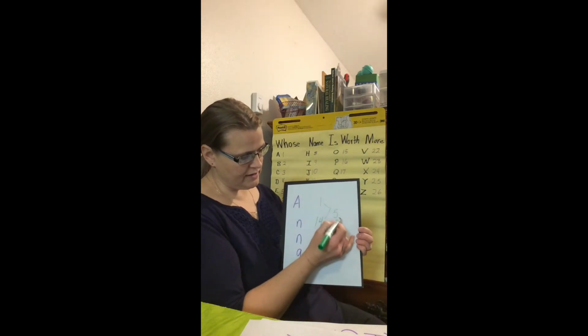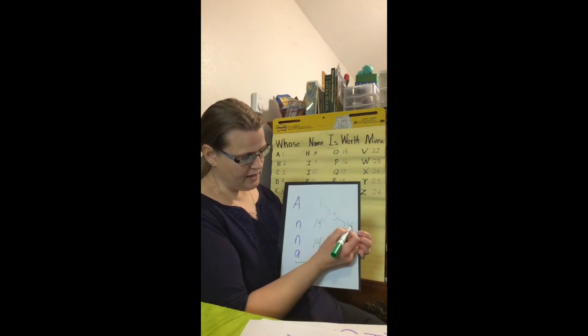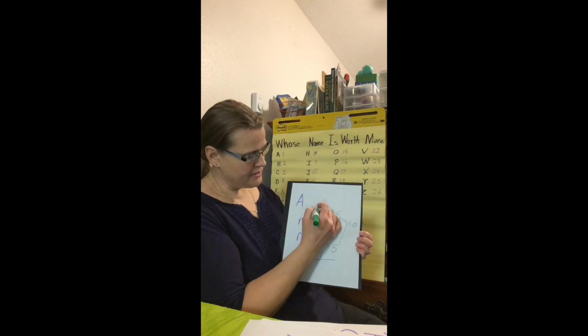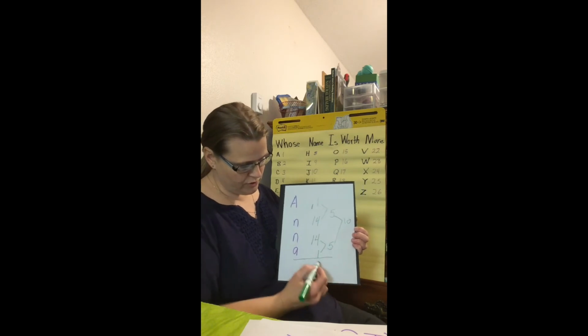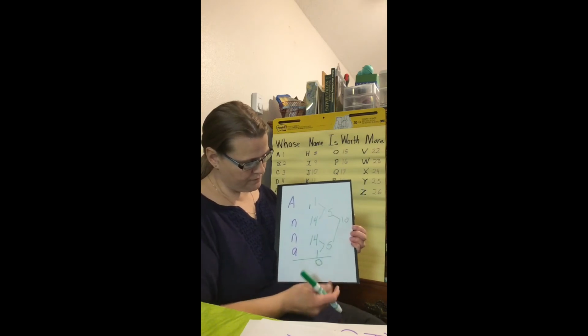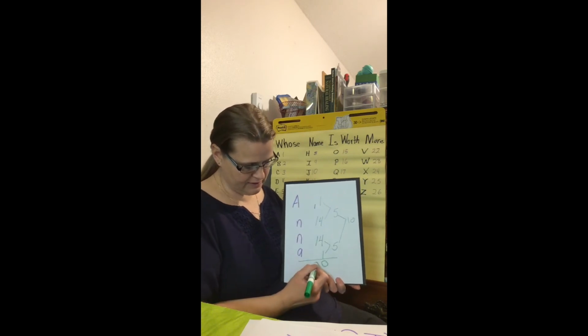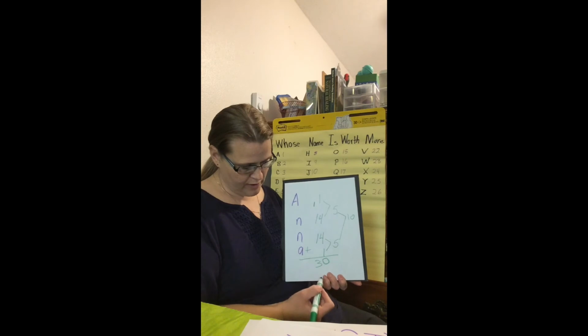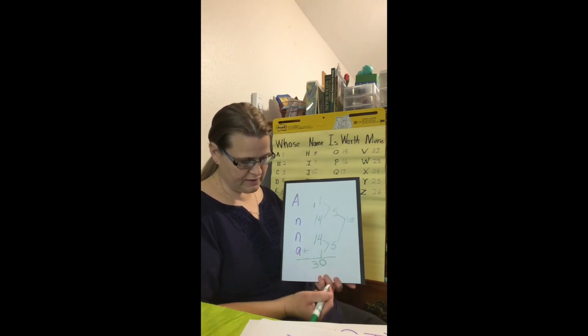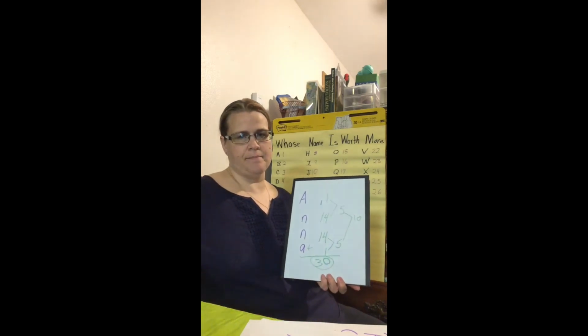And I can also take the 5 and 5 to make 10. Remember the 10, the 1 goes in the tens row, the 0 goes in the ones row. So let's set up our tens. There's 1, 2, 3 tens when we're adding. So our total is 30 for Anna's name.